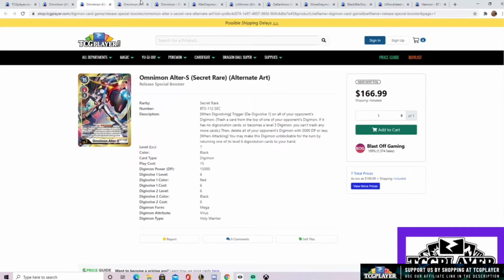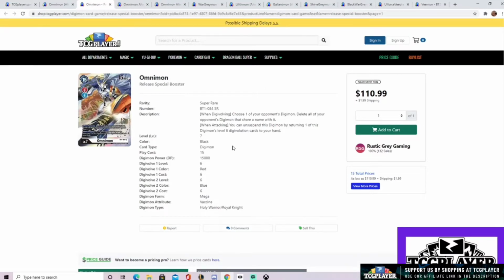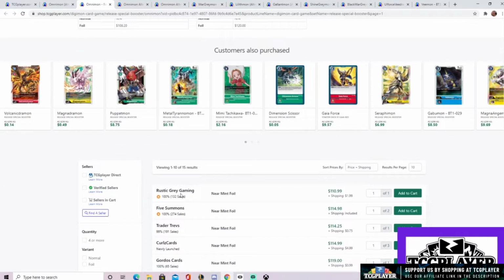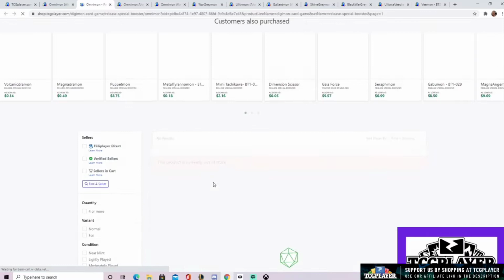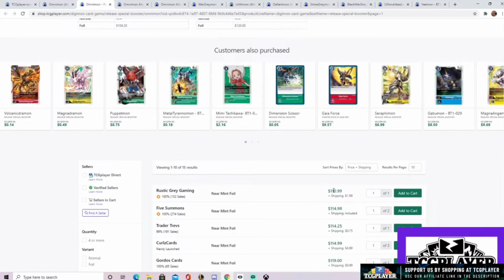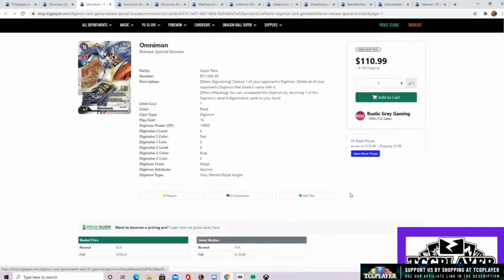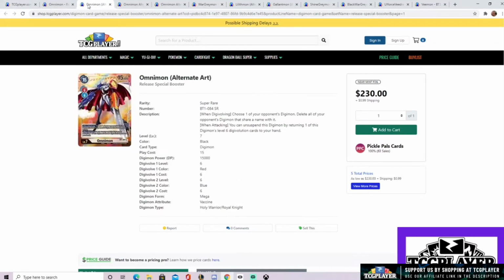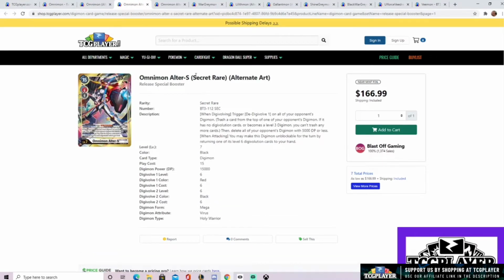Okay, well, now we can go to the original version, just the super rare from the release booster 1.0. The cheapest one you can get, which is a trusted seller, or a verified seller, excuse me, let me refresh that. It is now, what, 112, give or take? And a few weeks ago, these were $70. So, kind of baffling to see just how high these have gone up. And I think in part that is due to the new Omnimons coming out.